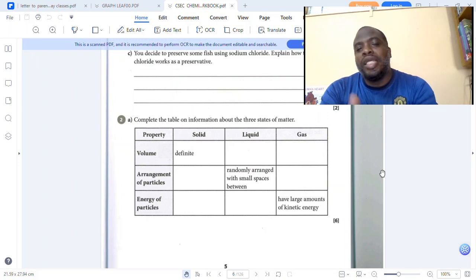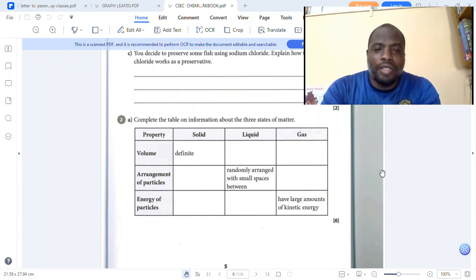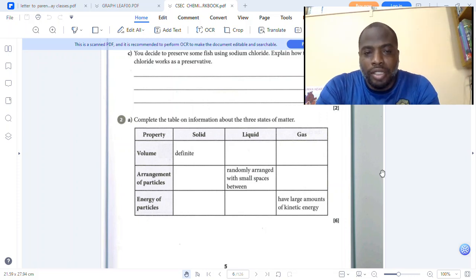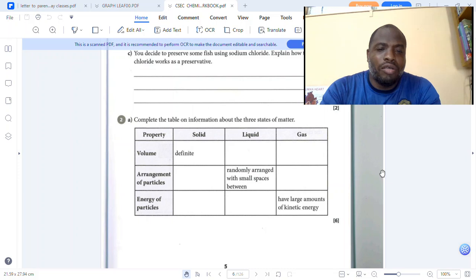Part A says complete the table on information about these 3 states of matter. We know solid, liquid, and gas. And they have some properties. Volume. And we say, what is volume? Can you tell me? If you said volume is the amount of space occupied by an object, you're indeed correct.